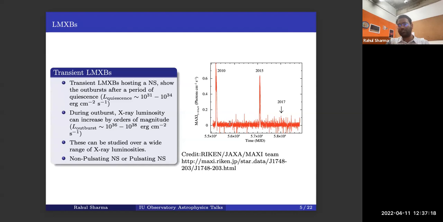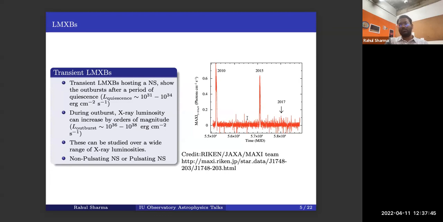This difference can also be of the order of years. So this is the source which has shown an outburst in 2010 and another outburst in 2015, and these two outbursts are very clear, where we can clearly make out there is an outburst, and there's another outburst in 2017. I will discuss this further in this talk, where I will discuss the X-ray pulsar SAX J1748.